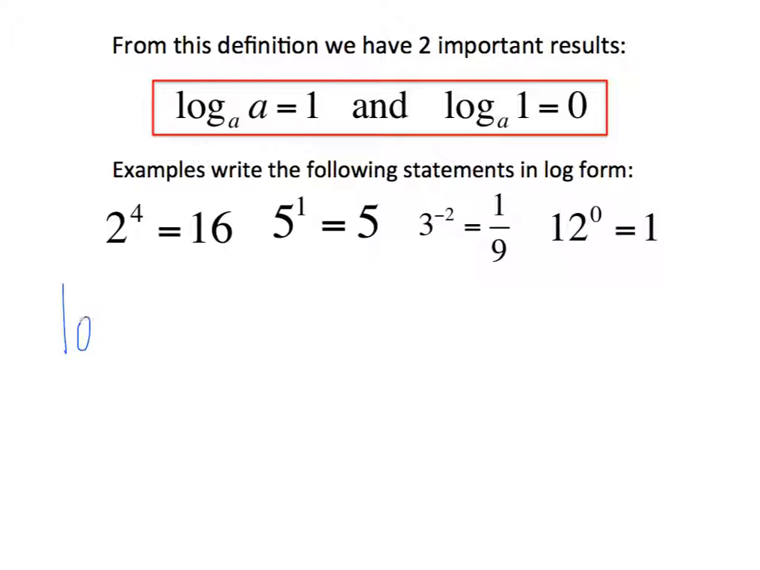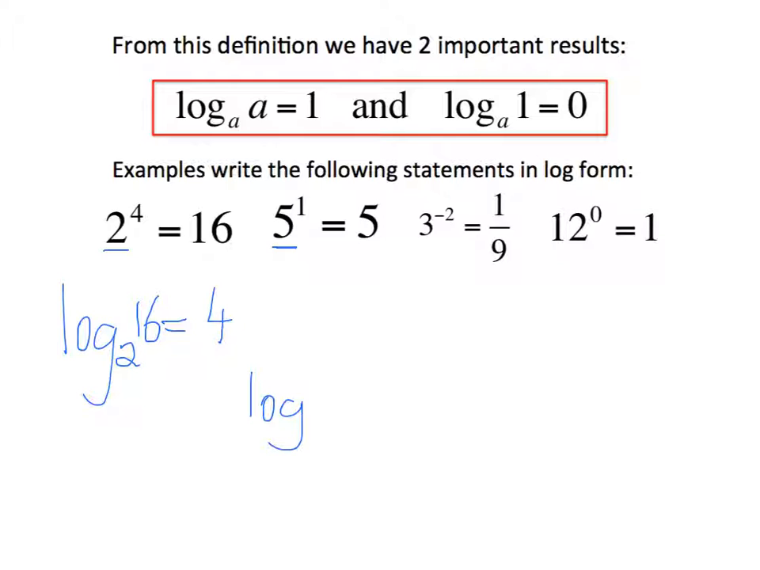So in this first example here, the base is 2. So we'll also have a base of 2 in our log. And it is 2 to the power of 4 equals 16. So really it's log of 16, base 2 equals 4. And you can check that, remember, by doing the circle. 2 to the power of 4 equals 16. There we have it.